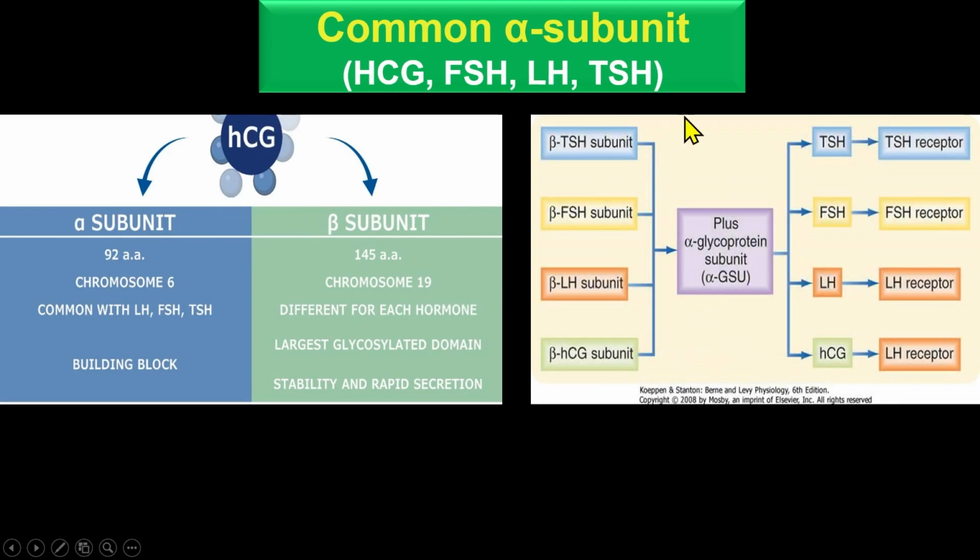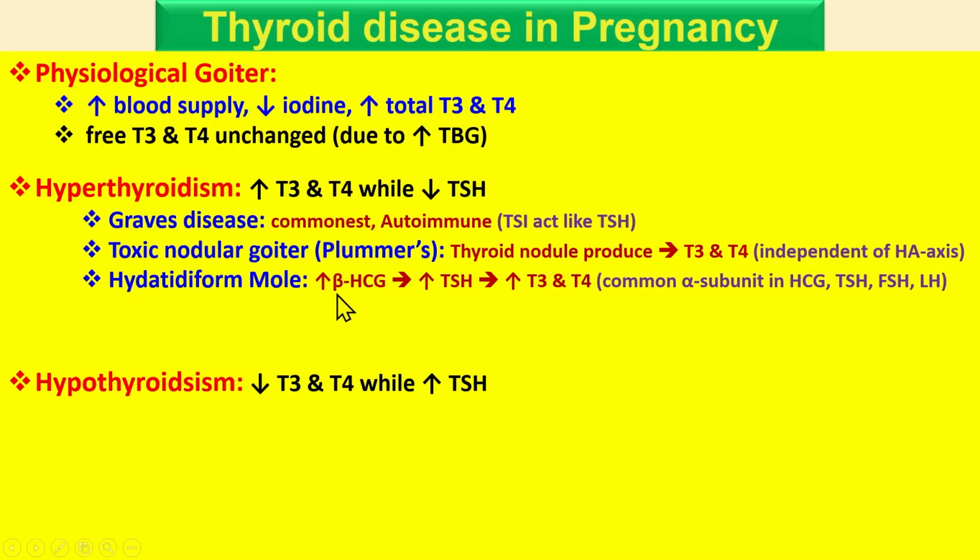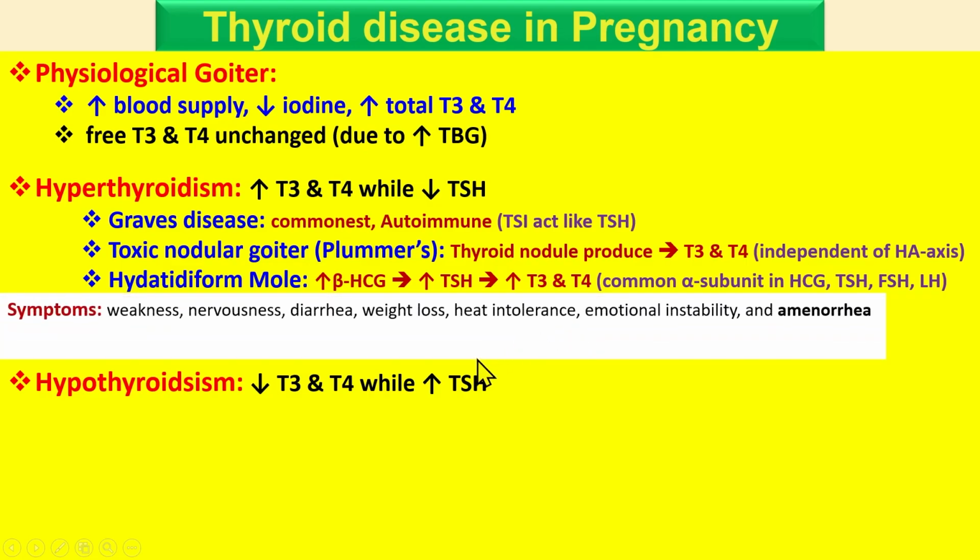Okay, so you can see here is the alpha subunit which is common, and a beta subunit makes the TSH, a beta subunit makes the FSH, a beta subunit makes the LH, and a beta subunit makes HCG. So the alpha subunit is common. That's why an increase in beta HCG can act as a stimulator of the TSH receptor, which increases T3 and T4. Okay. So what are the signs and symptoms?